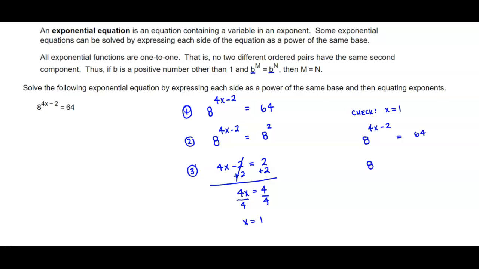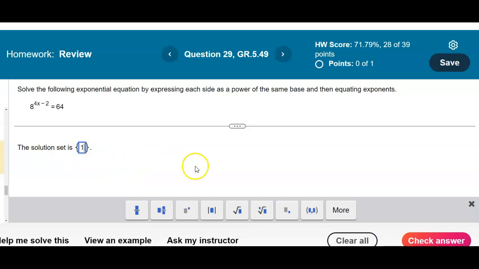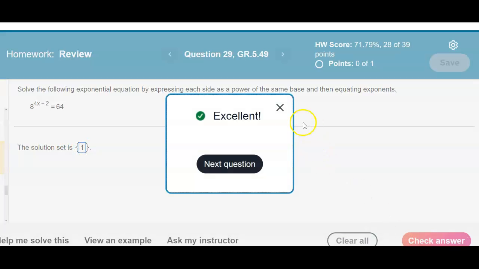Well, plugging in 1 for x, we get 8 to the power of 4 times 1 minus 2, which should equal 64. Well, 4 times 1 is 4, minus 2 is going to give us 2. And so 8 to the second power, is that equal to 64? Well, 8 squared is equal to 64, which means that it does work. And therefore, we would say that the solution set is the value 1. And there is our answer.